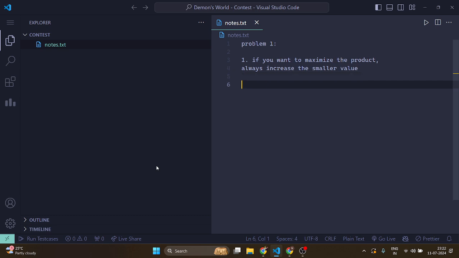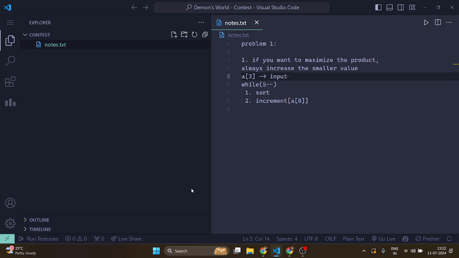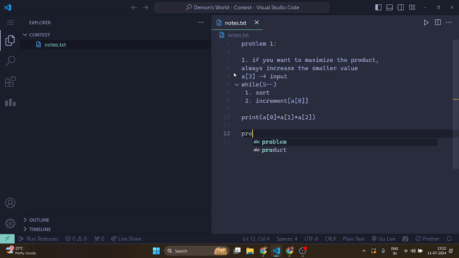Okay. So while 5 minus minus, sort, increment a of 0, that's it. So you have three inputs, so this is enough, and then just print a of 0 into a of 1 into a of 2. That's it. This problem will be solved.